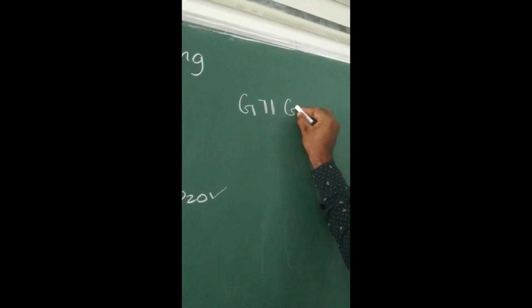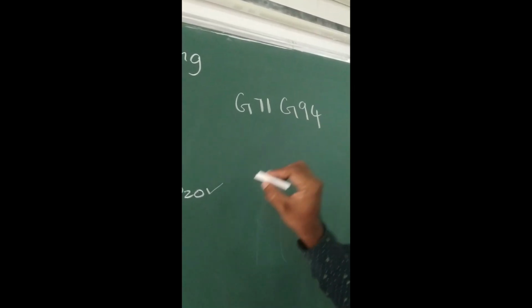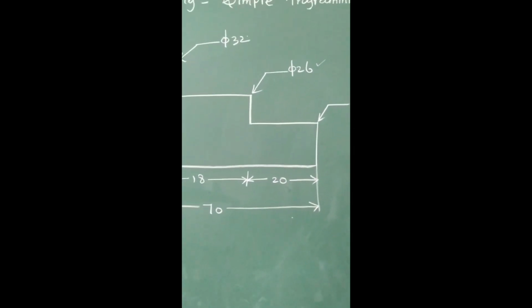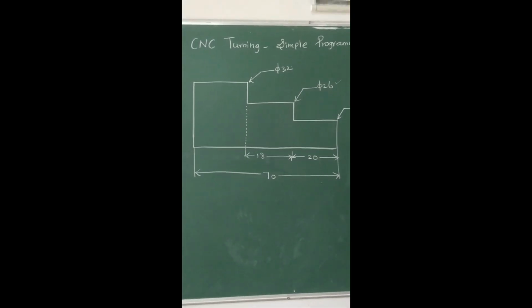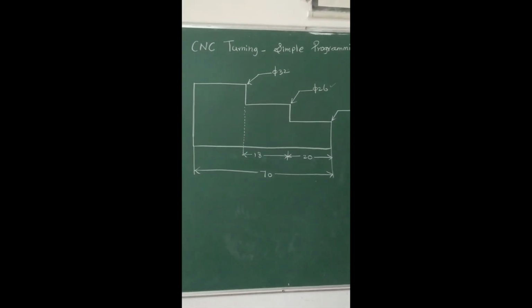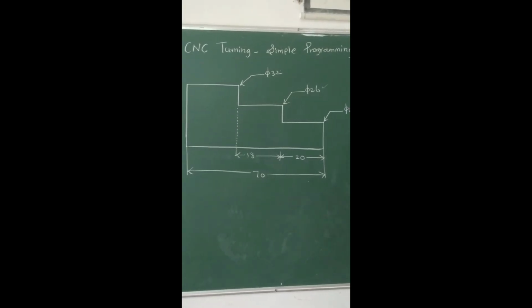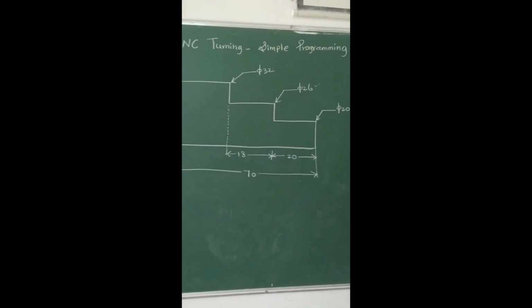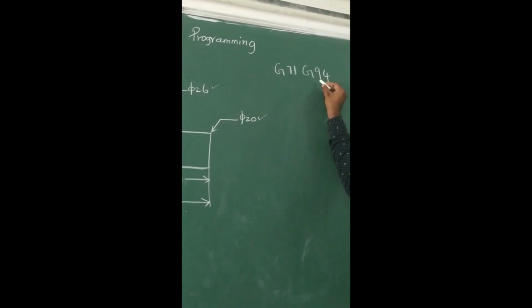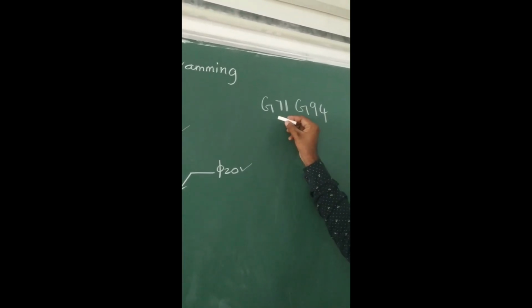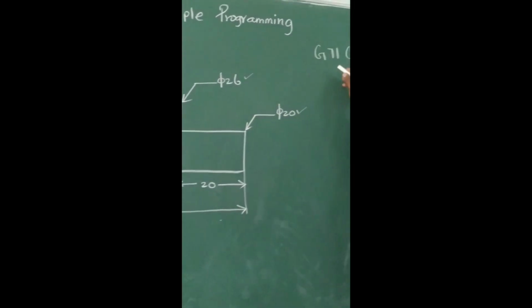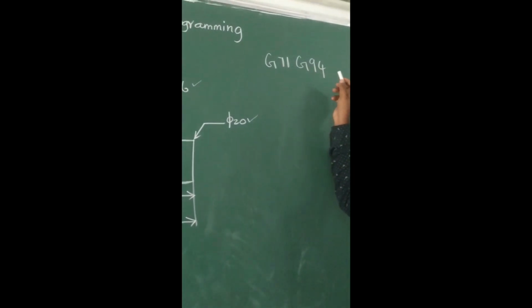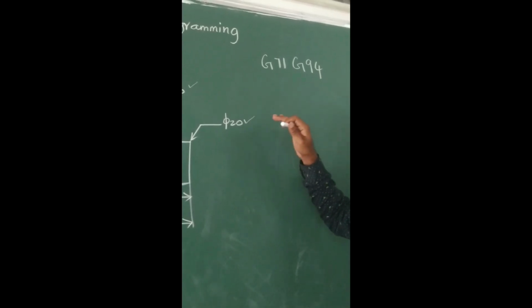G71, G94. So here the machine will run whatever command we give. The machine never thinks on its own, so the only thing is we have to give the command. Based on the command the machine is going to run. So the first command we have given is G71, G94, which means we are entering the dimensions in terms of mm. So G71 indicates a metric mode. G94 is where we have to indicate the feed.